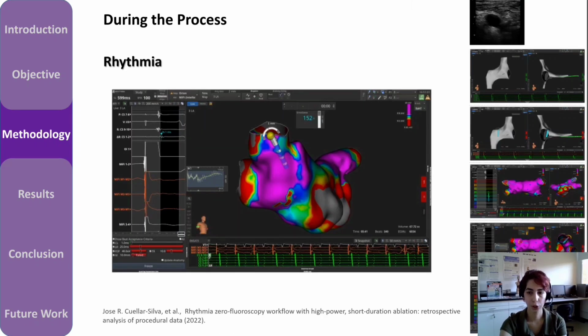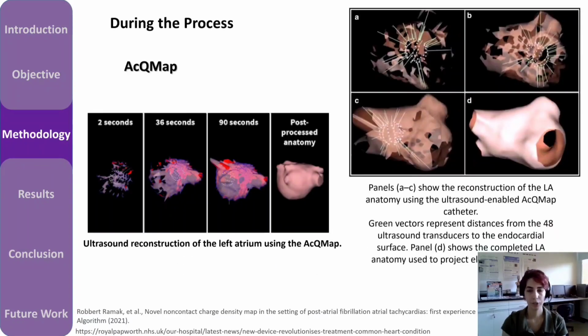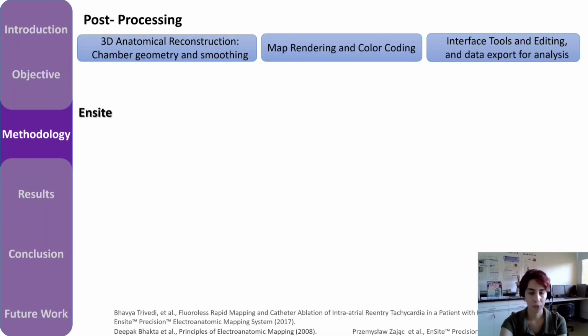Here I'm showing you from Arrhythmia, the first step to the last step that this system uses to create anatomy, and here is the general window from the system, so we are able to look at the signals, look at the map, and different types of mapping to be able to analyze. And here I'm showing you from ACQ map about post-processing, which consists of 3D anatomical reconstruction, map rendering and color coding, interface tools, and editing.